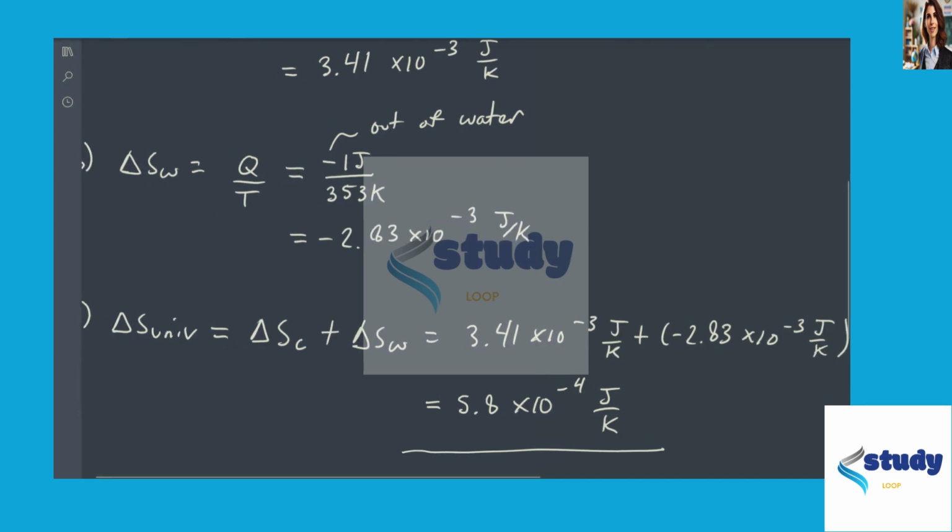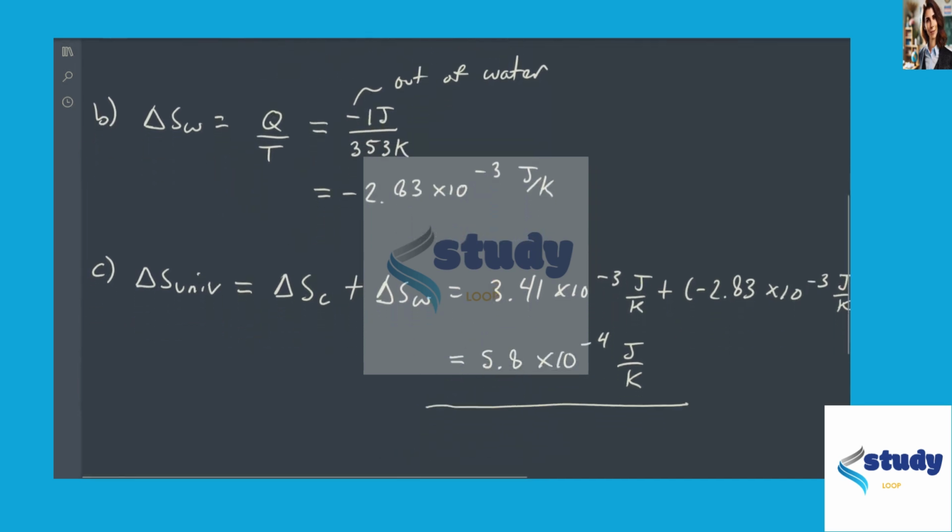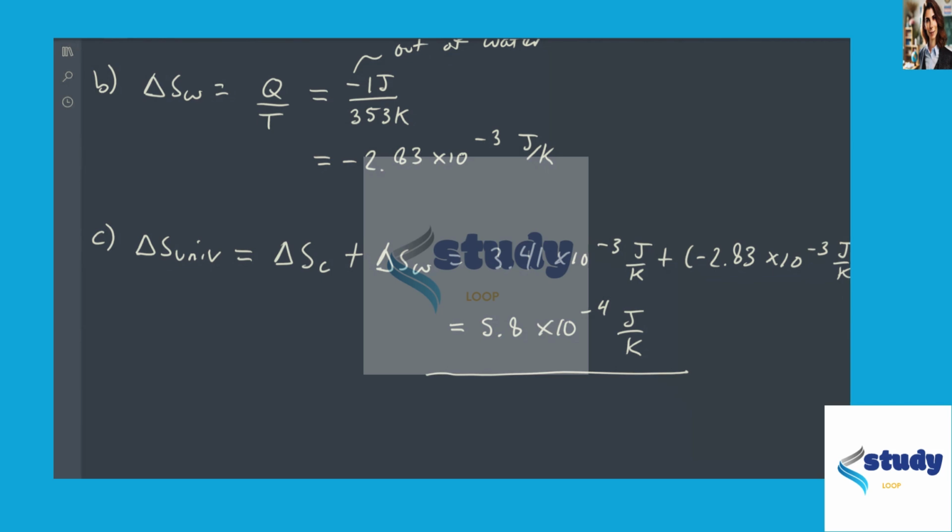If you calculate the change in entropy of the universe and you get a negative answer, then you know that you've done something wrong.